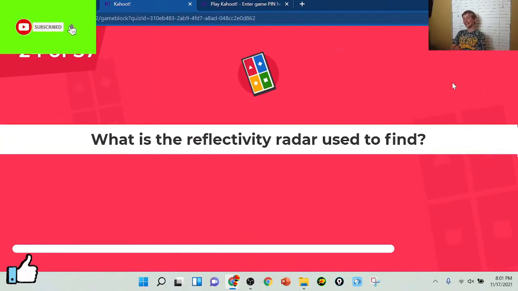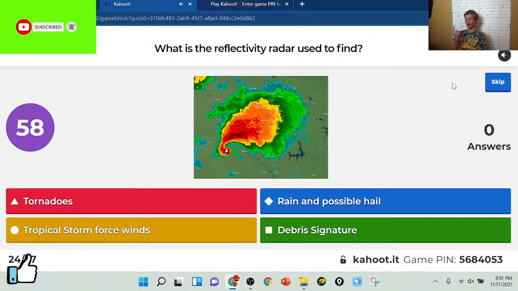What is the reflectivity radar used to find? Tornadoes, rain and possible hail, tropical storm force winds, or a debris signature?